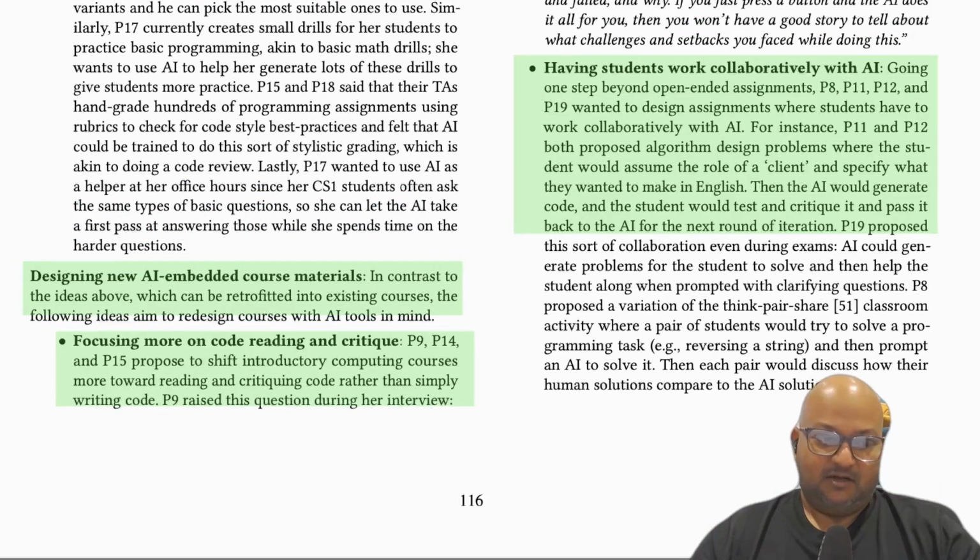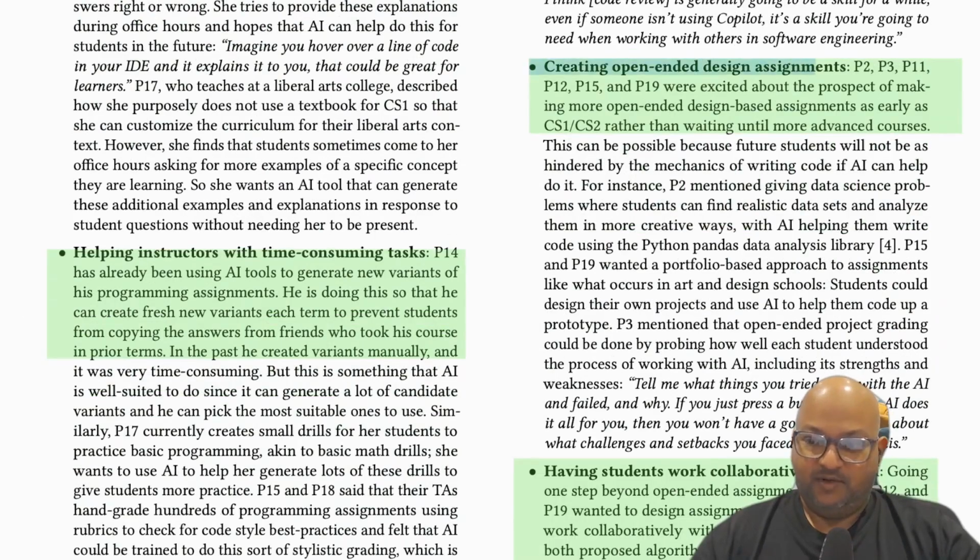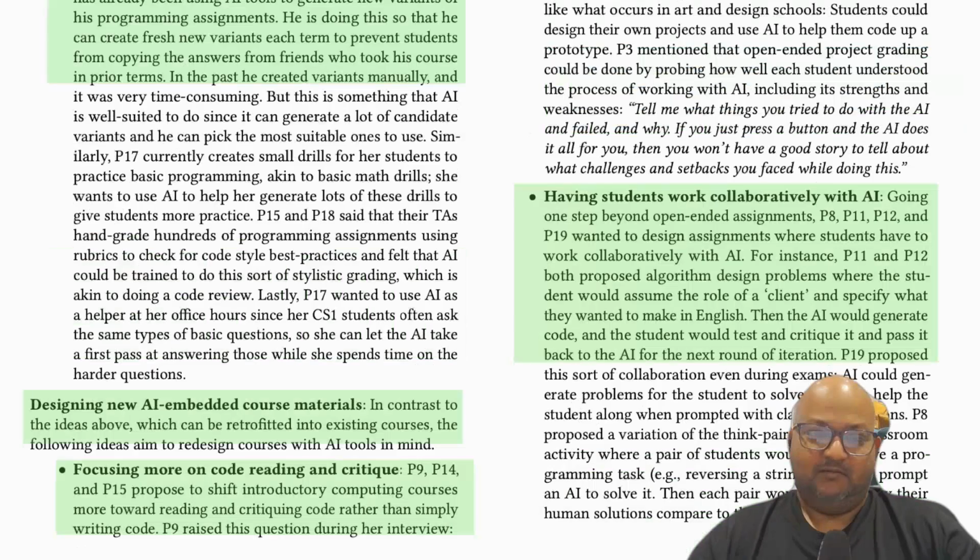And then the question becomes, how do you change what you're teaching or the way you're teaching? One key idea here is to focus more on the reading and critique of code than the writing of code. This idea comes up again and again in the literature on how LLMs affect teaching. You could have more open-ended design assignments, so not just writing a solution to a very well-defined problem. You could even have assignments where students have to work collaboratively with the AI to actually arrive at a proper specification and then judge the quality and correctness of the code given by the AI coding tools.